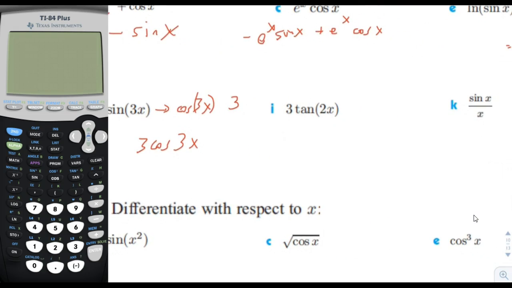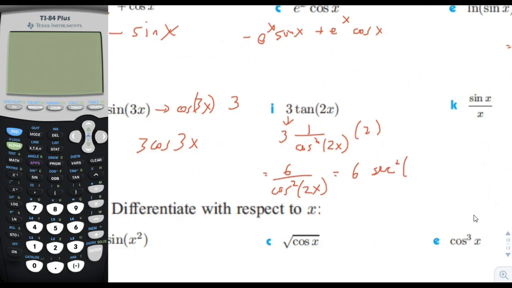Okay. 3 times tangent of 2x. So here, the derivative of the 3 just remains out front, right? The derivative of tangent is 1 over cosine squared, remember? So it would be 1 over cosine squared of 2x. And then we take the derivative of 2x, which would just be 2. Okay? And then if we simplify that, it'll be 6 over cosine squared 2x. Remember, 1 over cosine squared is secant squared, because secant is the inverse of cosine. So you could also write it like that.